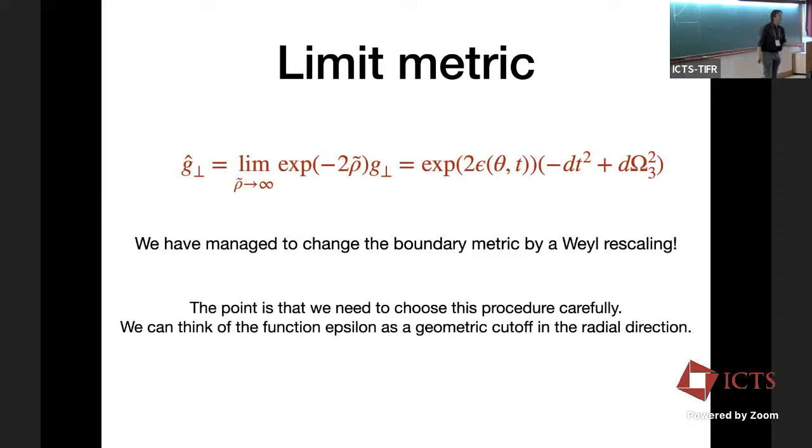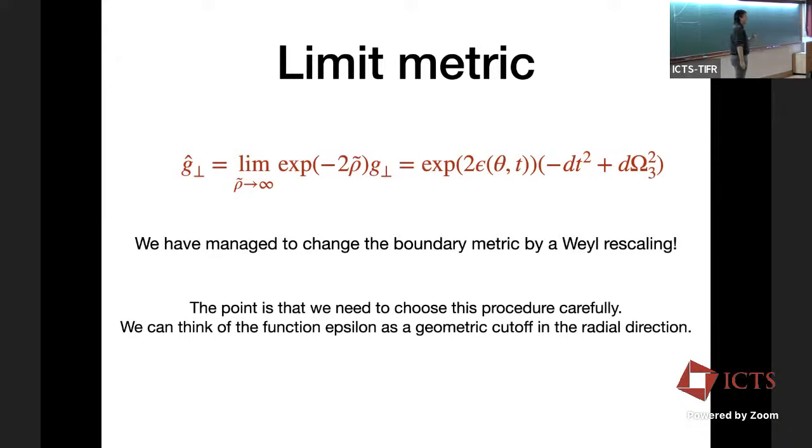We also had an S5. If you do this with the S5, you have to multiply it by exponential of minus 2 rho tilde. So the S5 disappears. So I can get rid of the S5. So the boundary is really going to be this cylinder over here, minus dt squared plus d omega 3 squared. Okay, but I got a 2 epsilon over here.